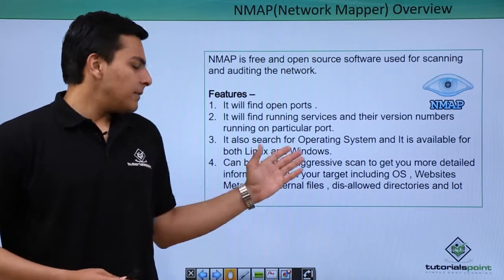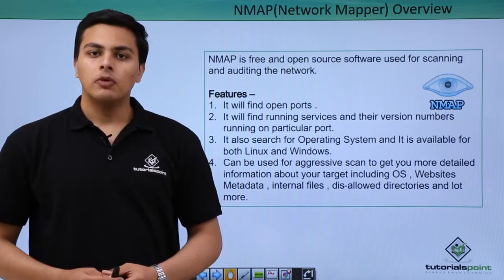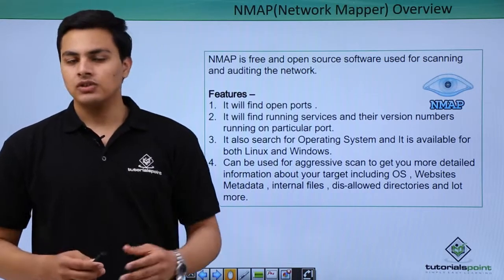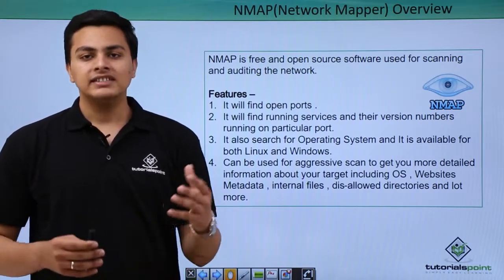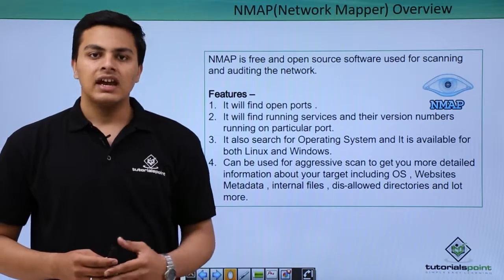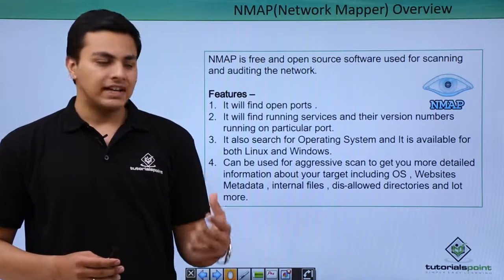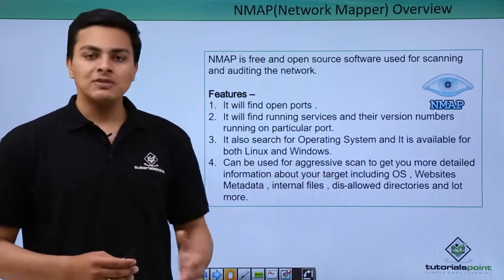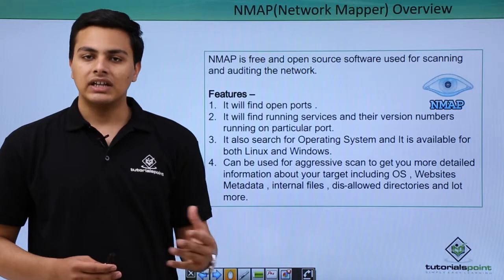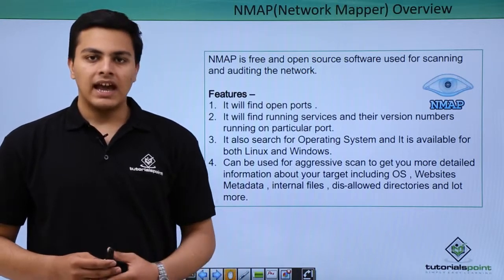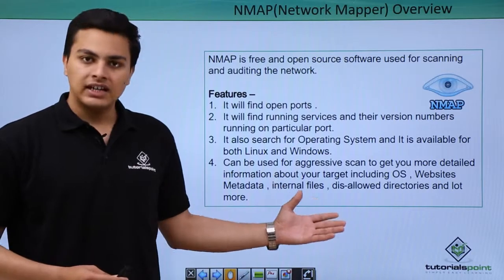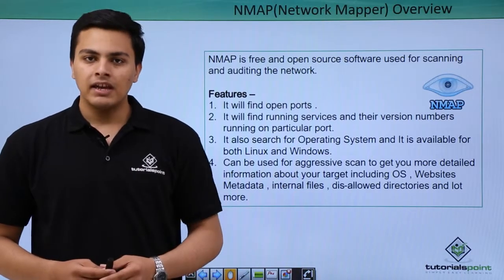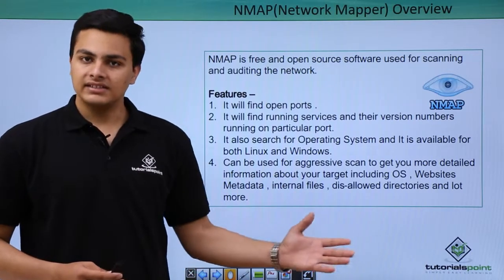NMAP is also used for detecting the operating system that is running on the remote host, and with the help of NMAP we can perform various scans including service scan and aggressive scan. With the help of aggressive scan we can fetch much more detailed information, including our target's operating system, metadata, and some additional information like internal files. Now let's see how we can use NMAP in order to perform various scans.